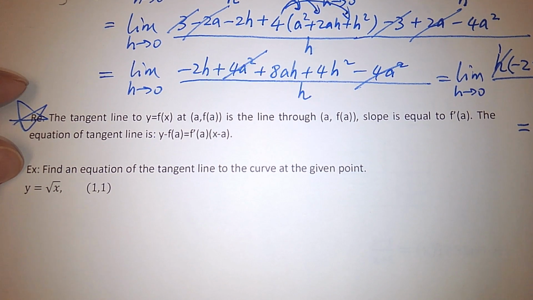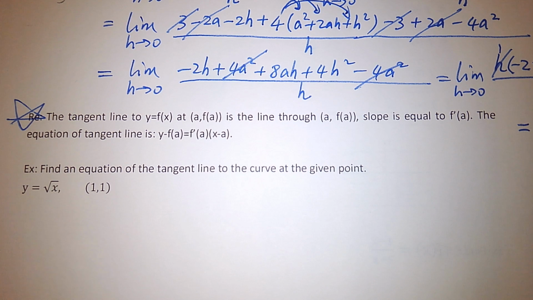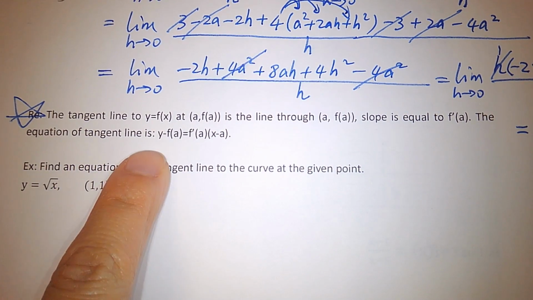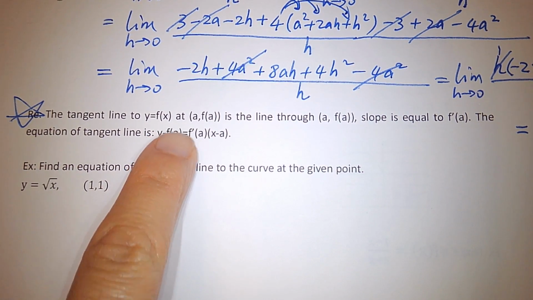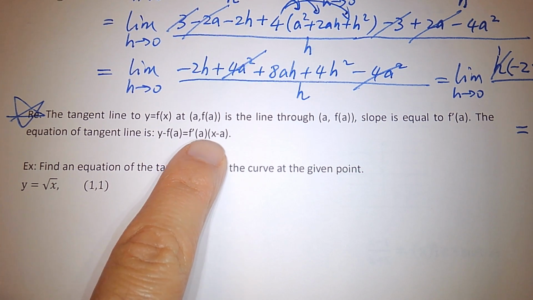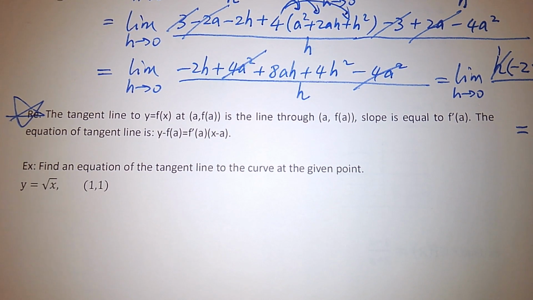Sure. The tangent line to y equals f of x at a, f of a is a line through a, f of a. Slope is equal to the derivative of f with respect to a. The equation of the tangent line is y minus f of a equals the derivative of f at a times x minus a. Okay, very good, thanks.